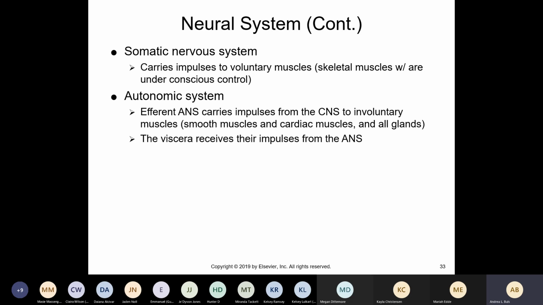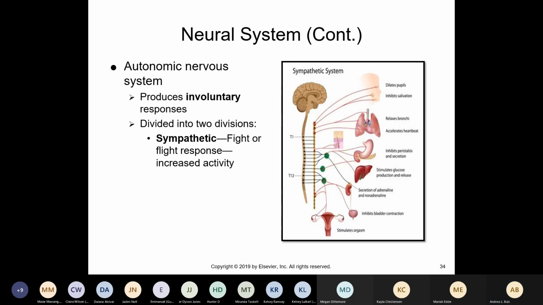The somatic nervous system carries impulses to voluntary muscles, so skeletal muscles, which again are under our conscious control. And then autonomic, I think of autopilot or automatic, and this is the smooth muscles and cardiac muscles and glands, things that we don't have control over. Our body just does it on autopilot. Again, autonomic nervous system, involuntary responses.